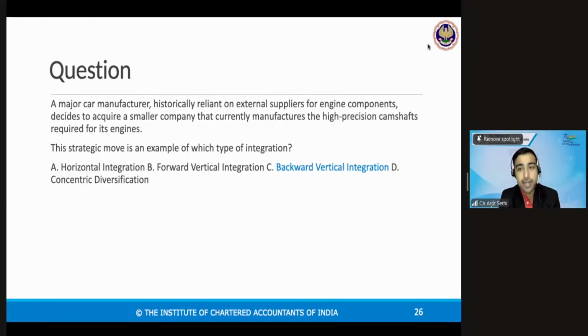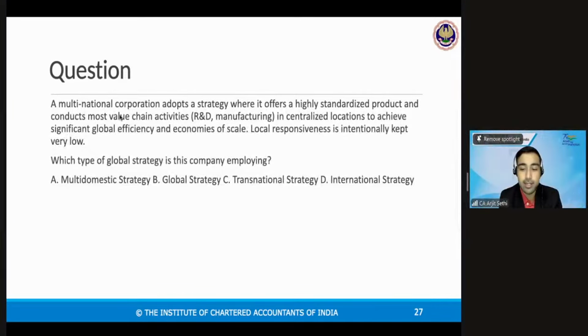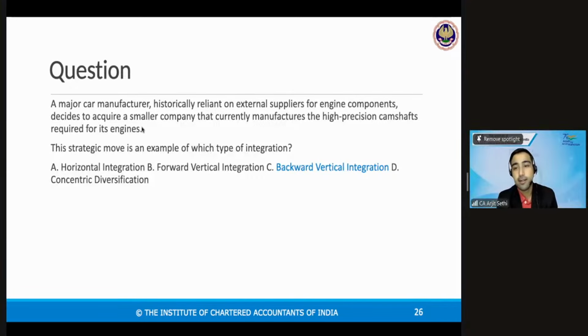You thought it's related to engines, so it should be horizontal, right? Okay. But the company is a car manufacturer. Oh, sorry, did I just change the question? Right. Perfect. Are you clear now, or do you still think it should be horizontal? Not just because we are saying it. Do you really think it should be backward vertical? Don't just say yes because all of us are saying it. If you get the concept, that's what is more important for us.